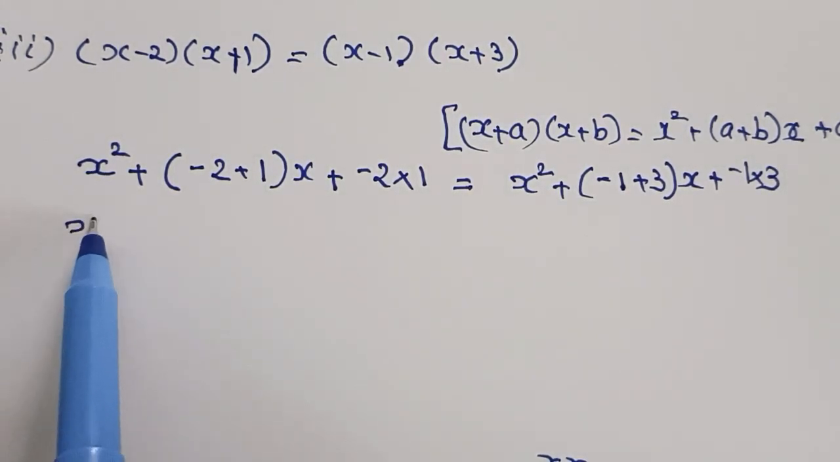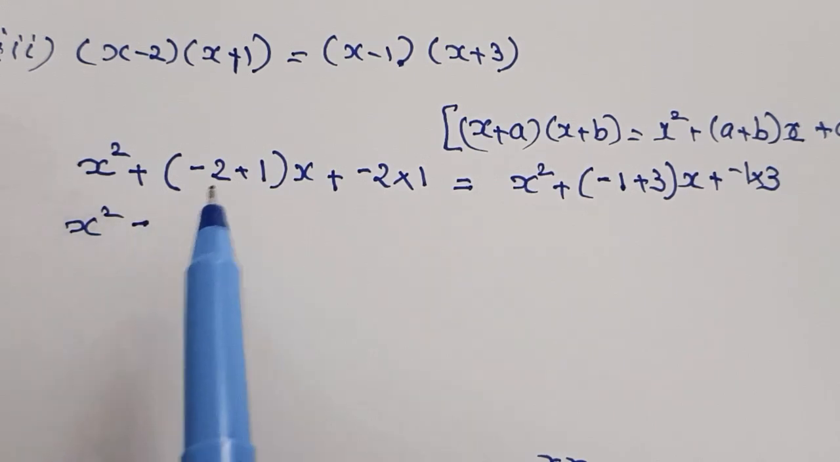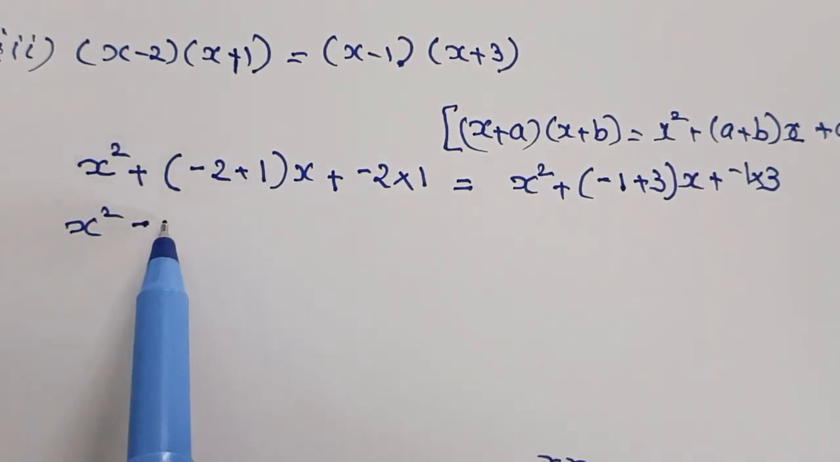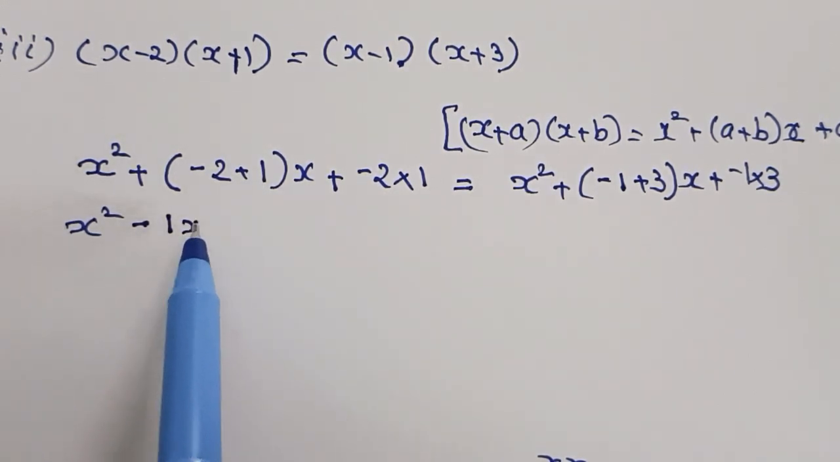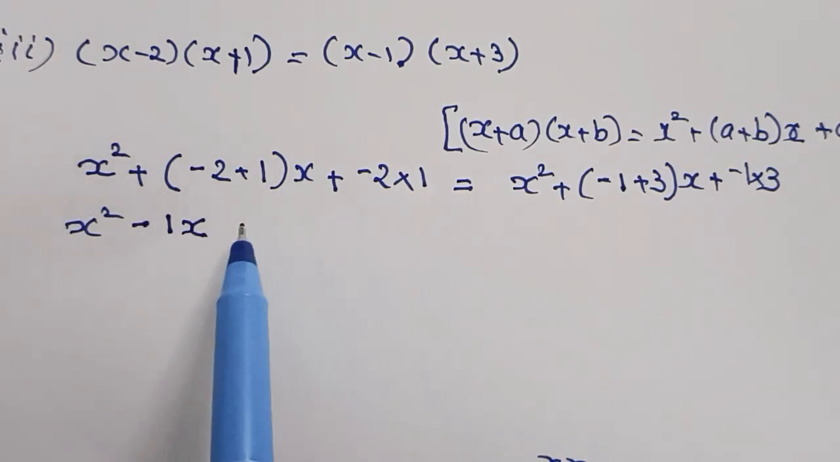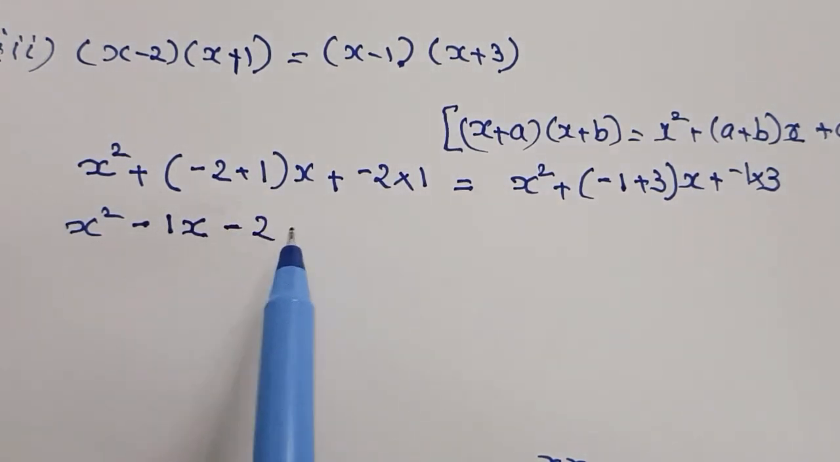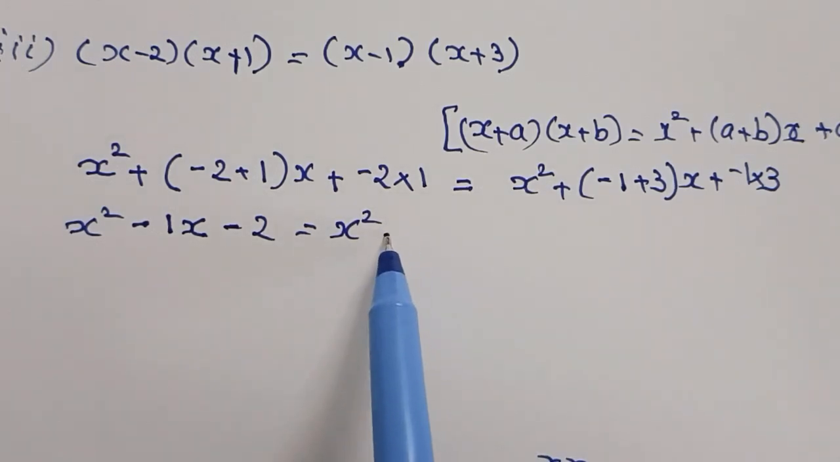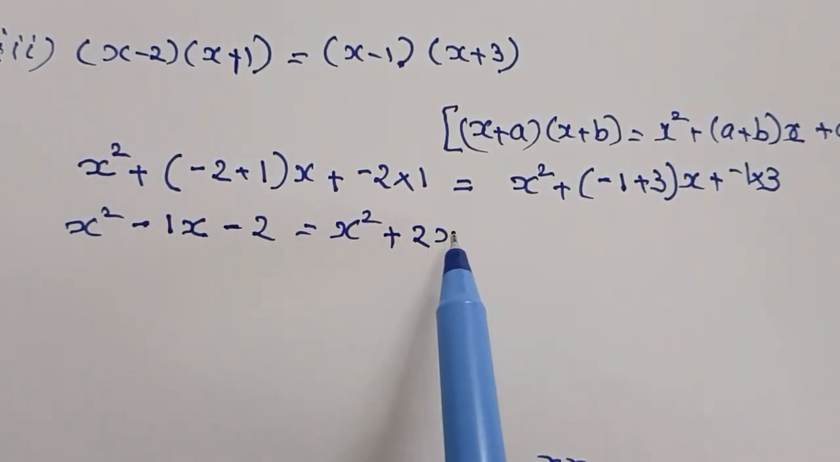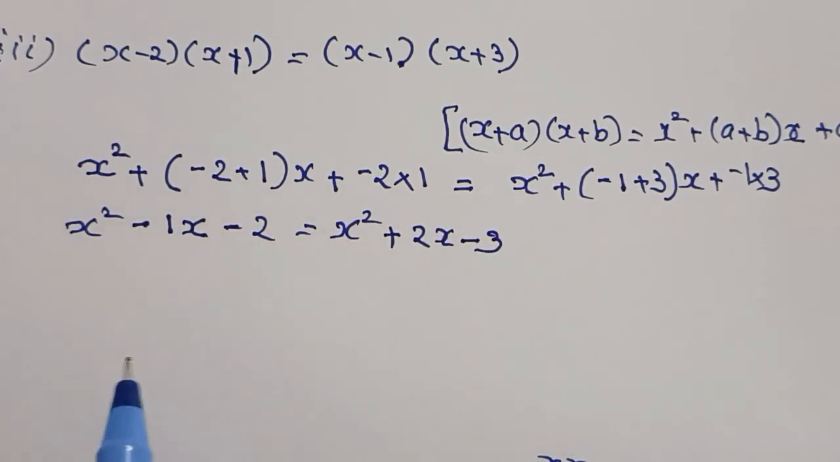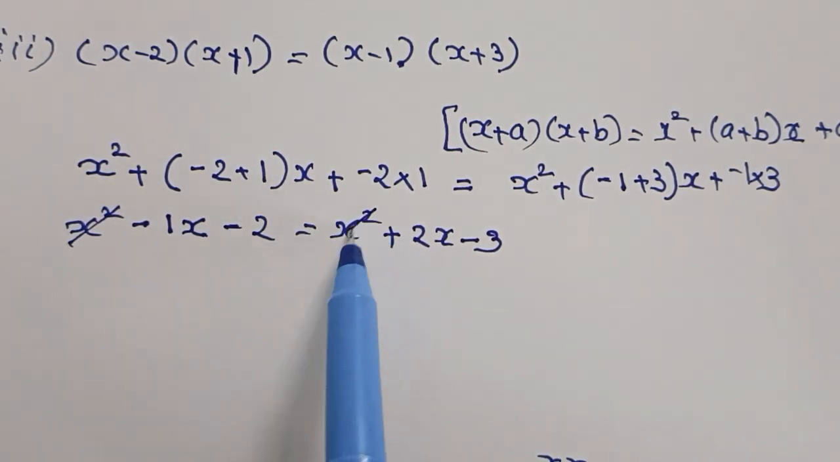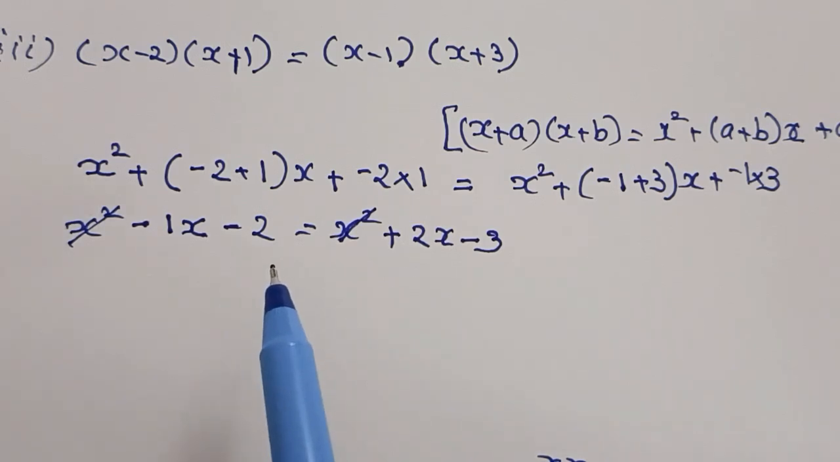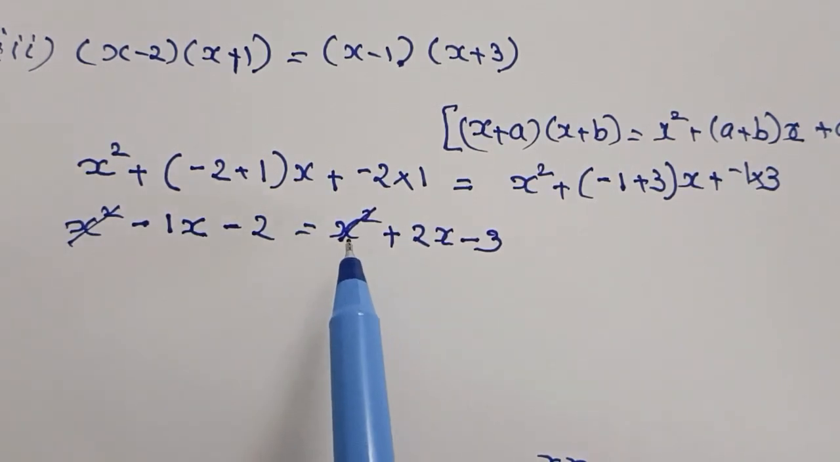Now, this is equal to x² plus (−2 + 1)x, plus (−2)(1), which is −2. On the right, x² plus (−1 + 3), after addition we get plus 2x. Minus 1 into 3 is minus 3. Now x² and x² get canceled because when we take x² to LHS, it will become minus x². Okay, x² and x² cancel.